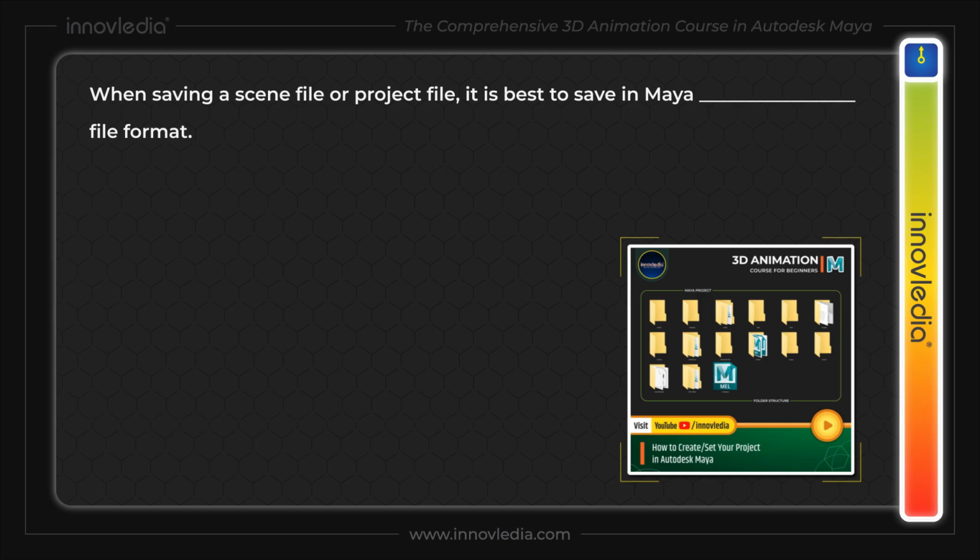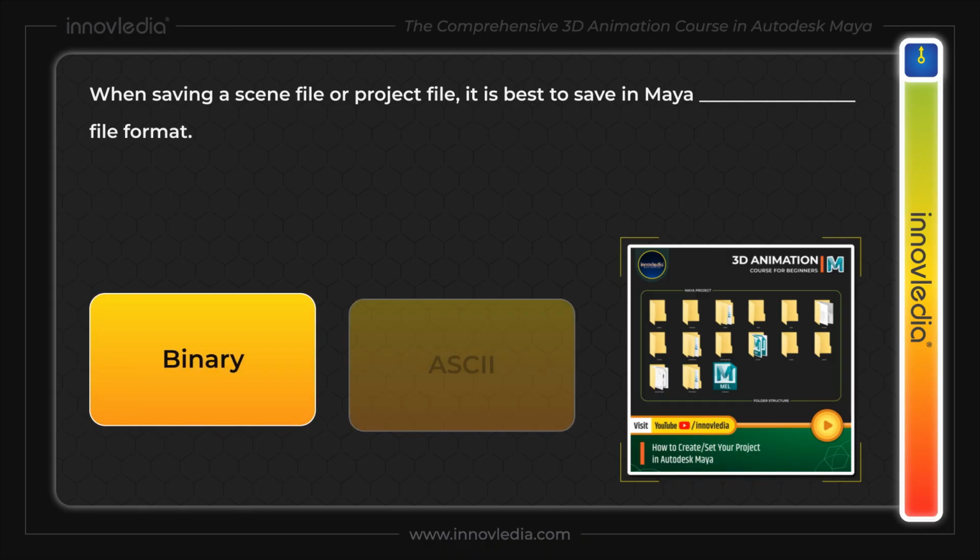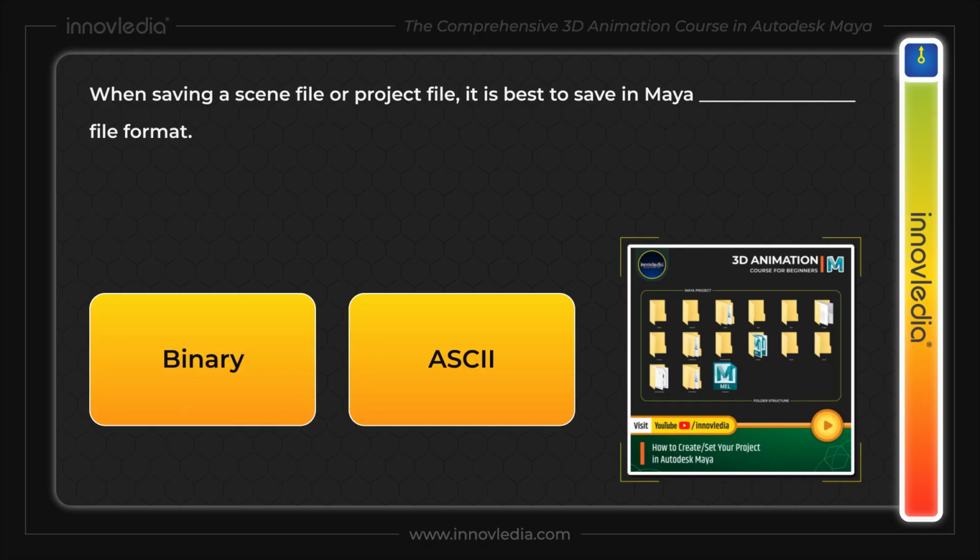When saving a scene file or project file, it is best to save in Maya dash file format. The options are binary, ASCII. Your time starts now. And the correct answer is ASCII.